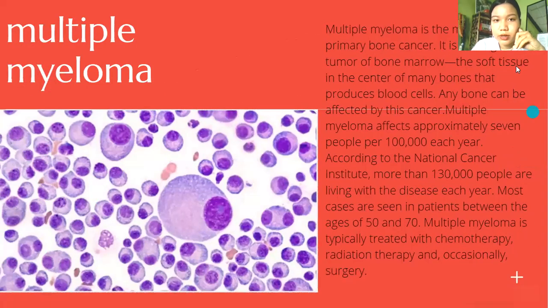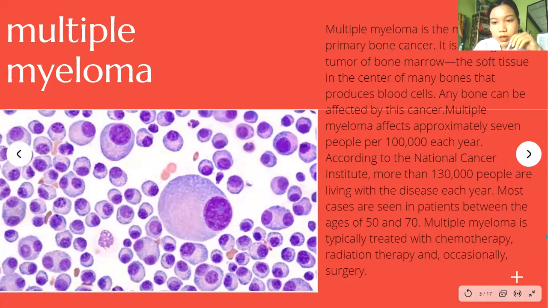Multiple myeloma. Multiple myeloma is the most common primary bone cancer. It is a malignant tumor of bone marrow, the soft tissue in the center of many bones that produces blood cells. Any bone can be affected by this cancer.